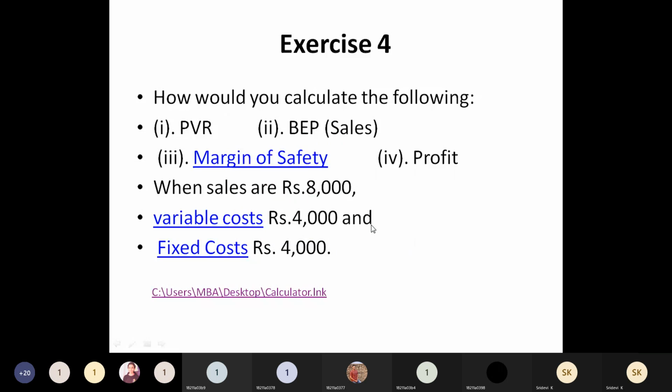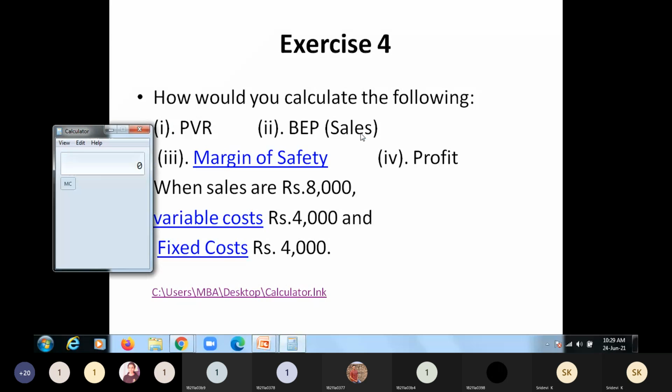If you are going to calculate the profit volume ratio, you directly use the PV ratio to calculate BEP. Okay, no need to go for another formula. It will be simple to calculate, but it is not compulsory that you have to use the PV ratio to calculate the BEP, otherwise, if it is specified in the problem.